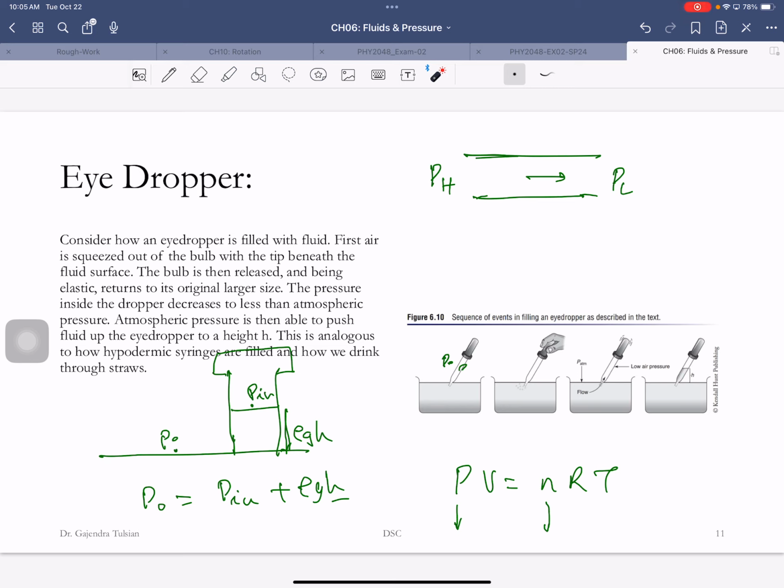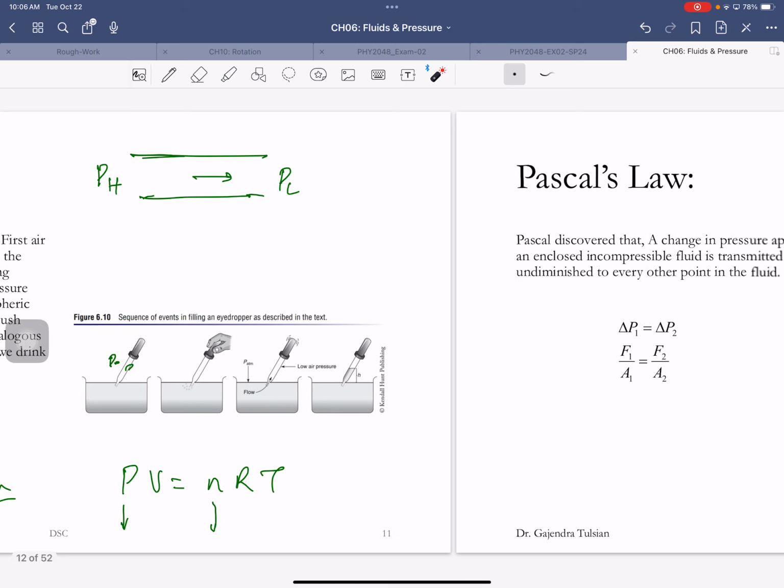No, the whole tube is not full. But aren't you also including the part, if you want to call it air, in the space? No, here in the eyedropper, the pressure of the air inside is still below atmospheric pressure, because this pressure plus the weight of this column is equal to atmospheric pressure.